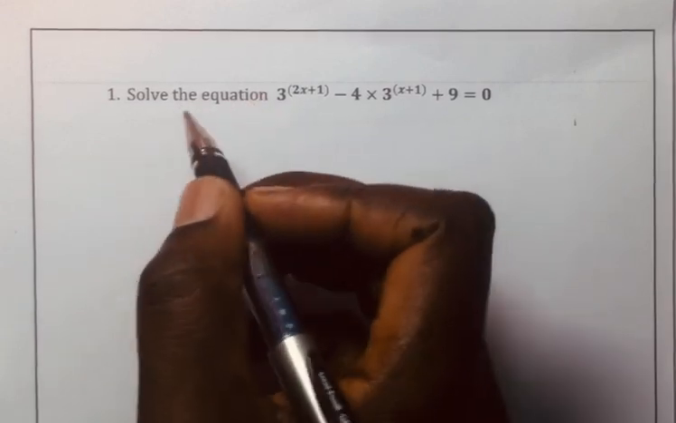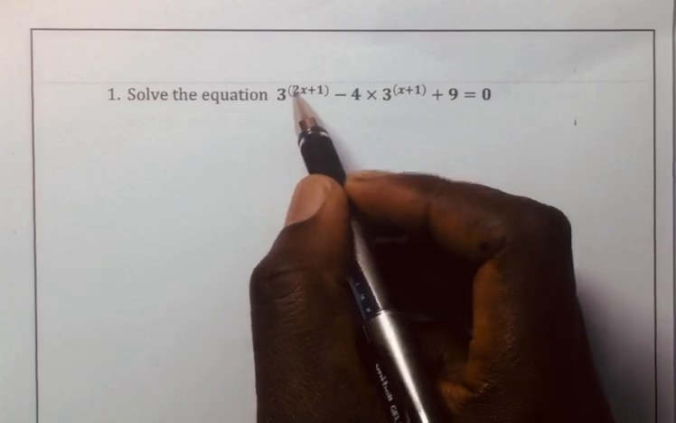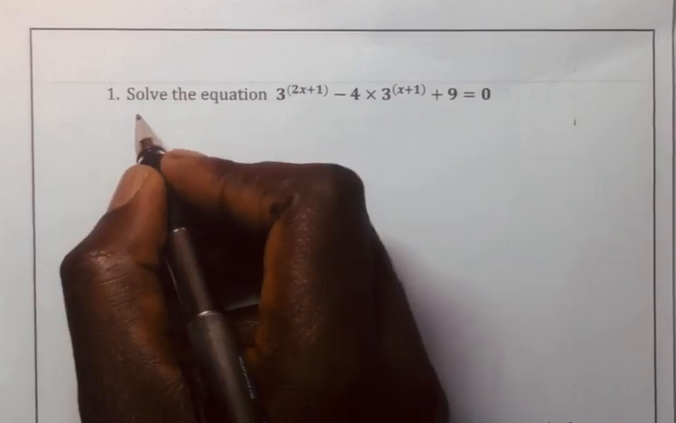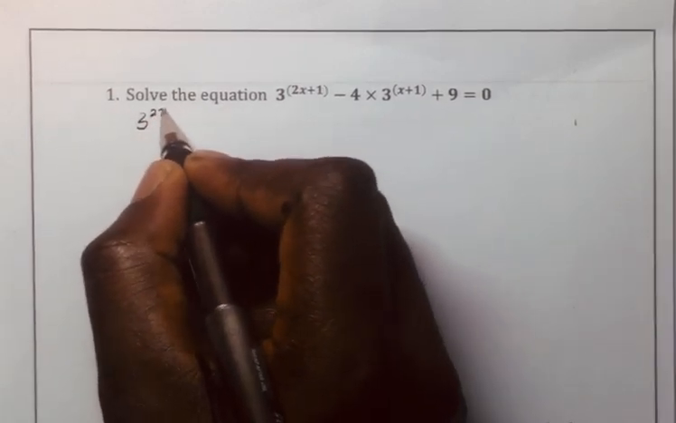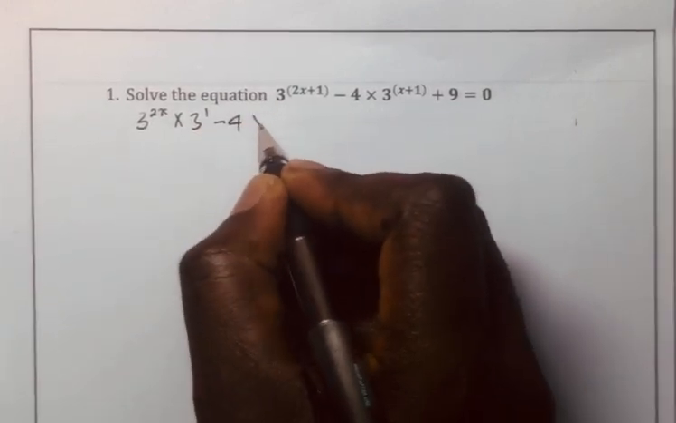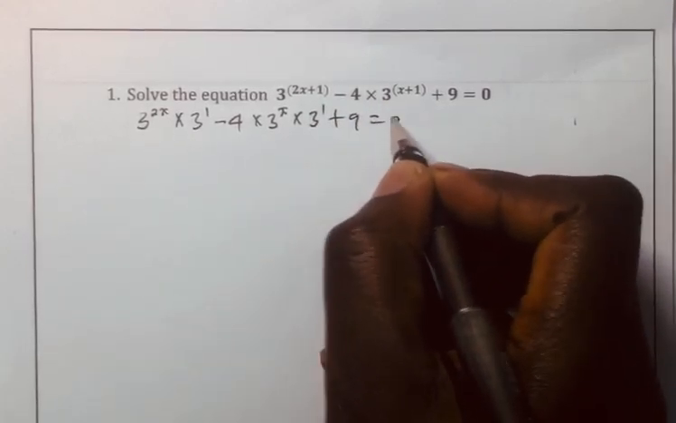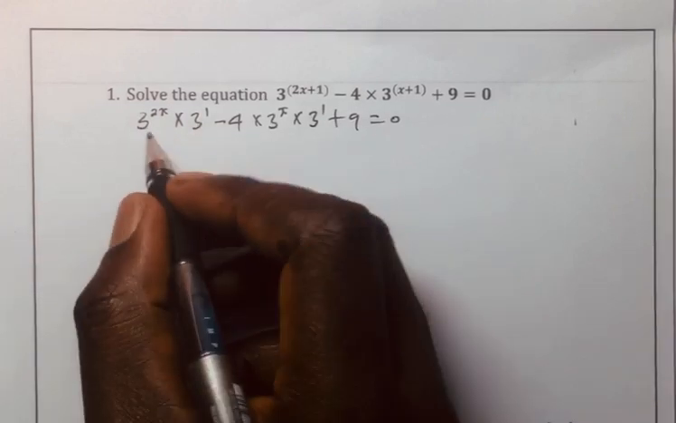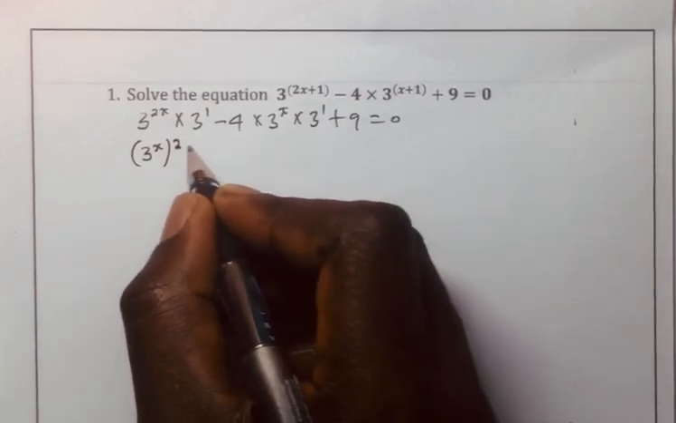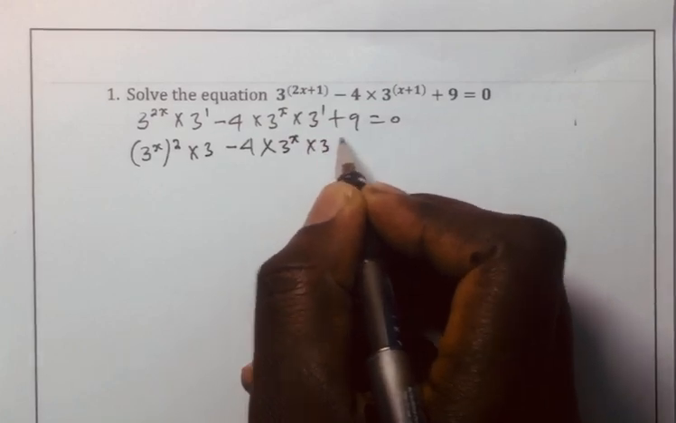First of all, you notice that the powers have been added. So it means that initially there was a multiplication between bases. For the first case, we had 3 raised to the power 2x times 3 raised to the power 1, minus 4 times 3 raised to the power x times 3 raised to the power 1, plus 9 is equal to 0. We can write this using the third law of indices, so that we have 3 raised to the power x, squared, times 3, minus 4 times 3 raised to the power x times 3, plus 9 is equal to 0.